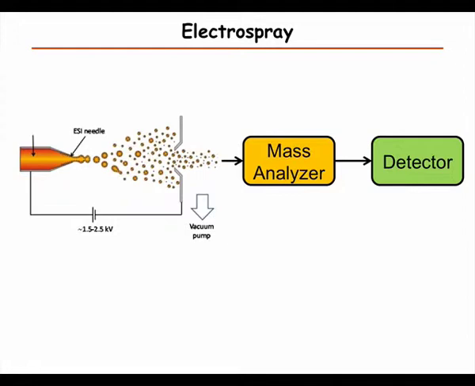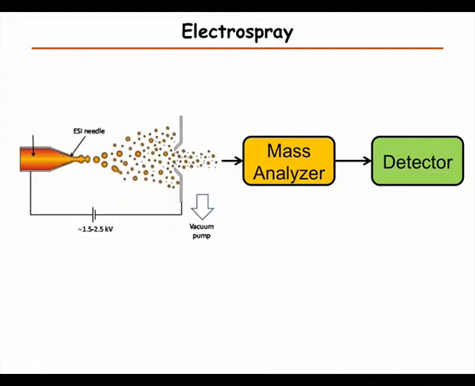And at some point, the charge is too high to support the droplet, and then they fission. So they fall apart into smaller droplets. And then again it continues the evaporation, and then they fission again, and so on. And then finally, we end up with just naked peptides that are charged, that go into the mass spectrometer.